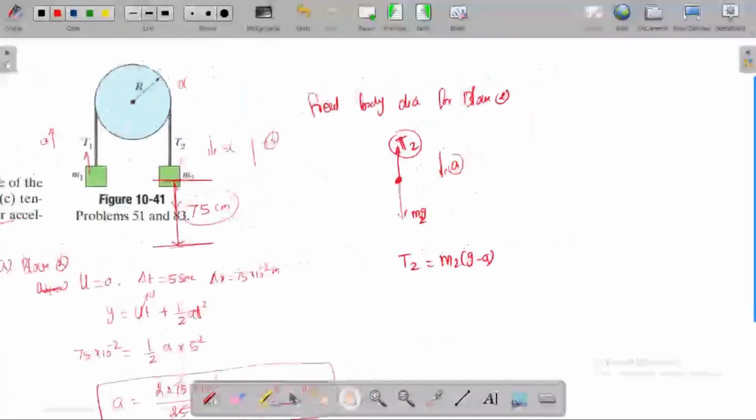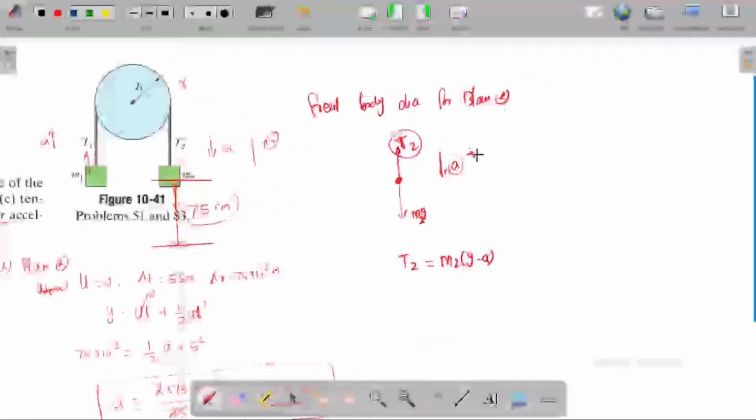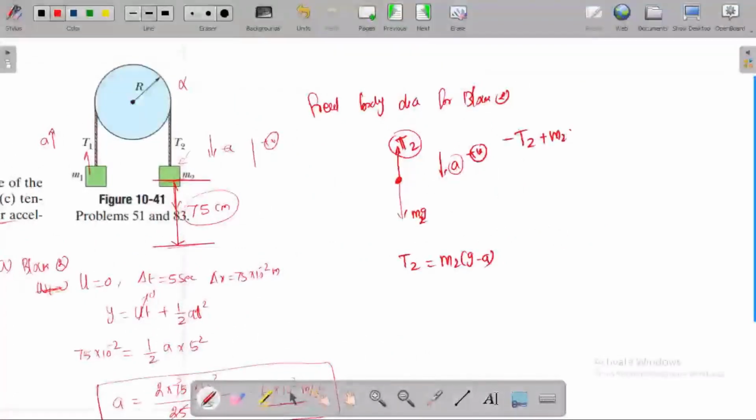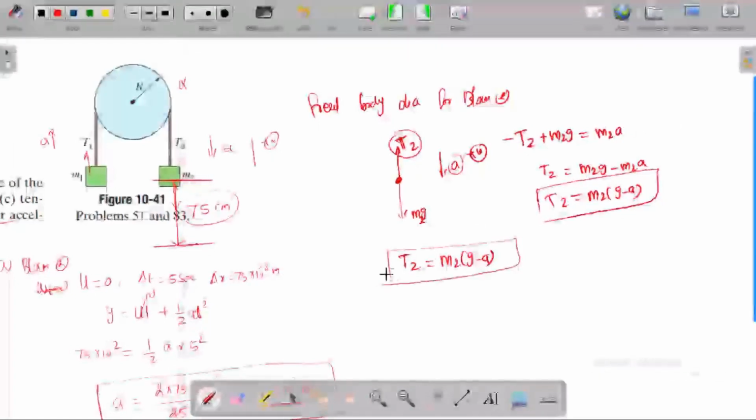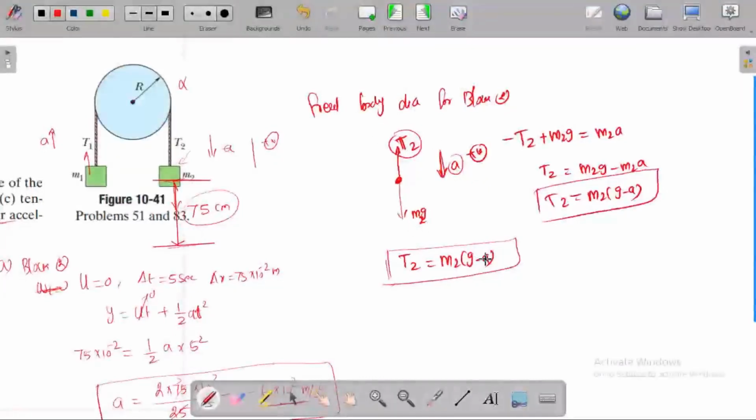If you solve the equation by the associated procedure, here I am choosing the downward direction as positive and tension as upward, so minus T2 plus M2g is equal to M2a. So T2 is equal to M2g minus M2a. M2 is common, so g minus a. Without solving, we can avoid these steps if I directly write the formula by using the apparent weight loss principle. For an object moving in the downward direction, we lose weight by the amount of the acceleration. This is the general procedure; we solved it several times.